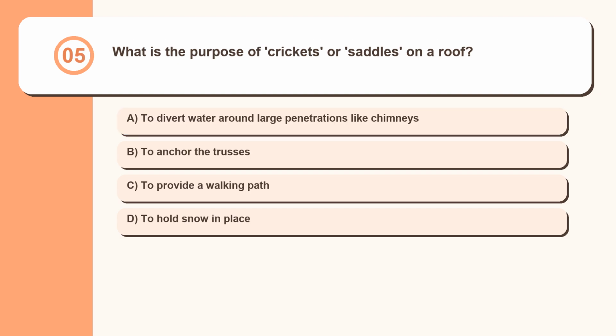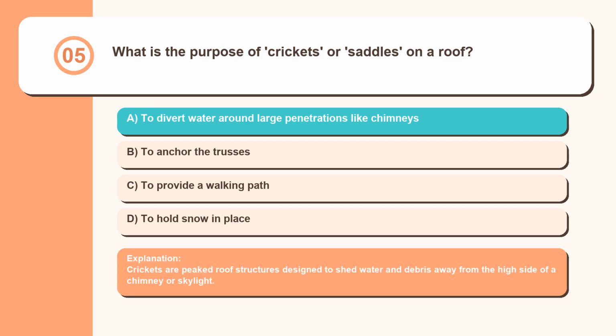Question 5. What is the purpose of crickets or saddles on a roof? To divert water around large penetrations like chimneys, to anchor the trusses, to provide a walking path, to hold snow in place. Crickets are peaked roof structures designed to shed water and debris away from the high side of a chimney or skylight.